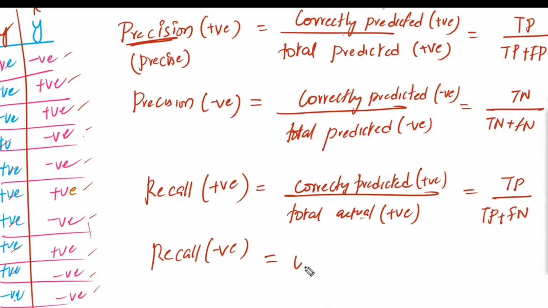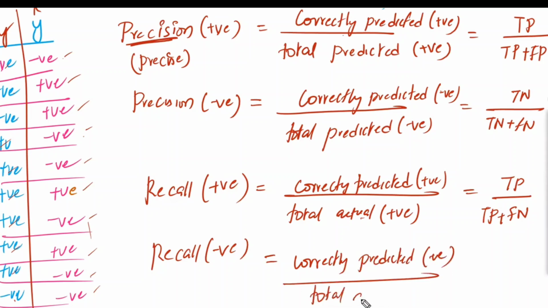And correctly predicted negative divided by total actual negative. Recall compares with actual data, precision compares with predicted data. That is the only difference between both of them. Which is nothing but TN divided by TN plus FP. That's it. Okay. So if you write the formulas, I will show you the shortcut for that. First you write the formulas officially, and after that I will show you the shortcut for remembering, how to remember easily.